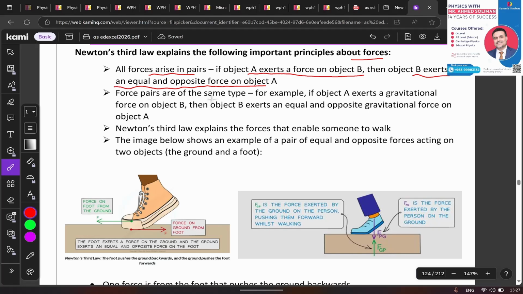Force pairs are the same type. For example, if object A exerts a gravitational force on object B, then object B exerts an equal and opposite gravitational force on object A. Same type, gravitational. Newton's third law explains the forces that enable someone to walk.